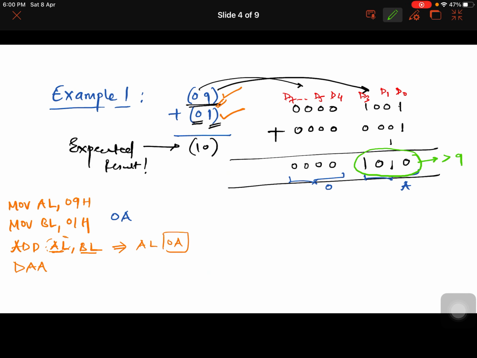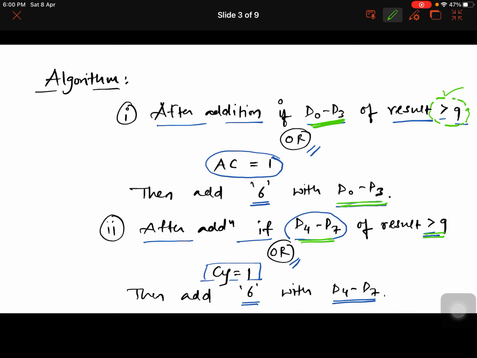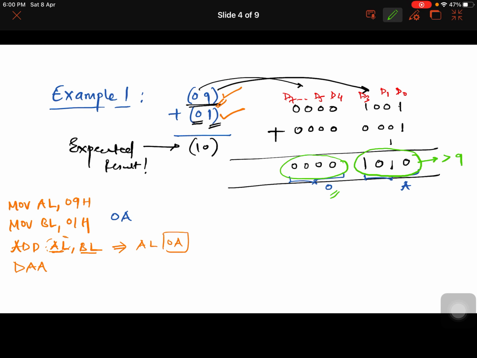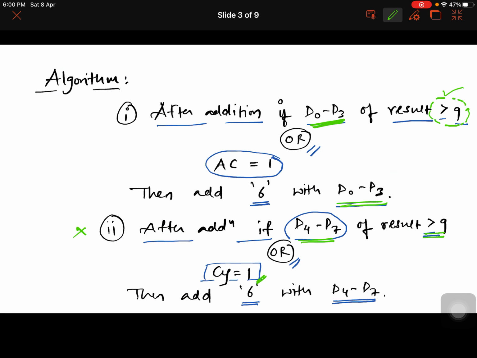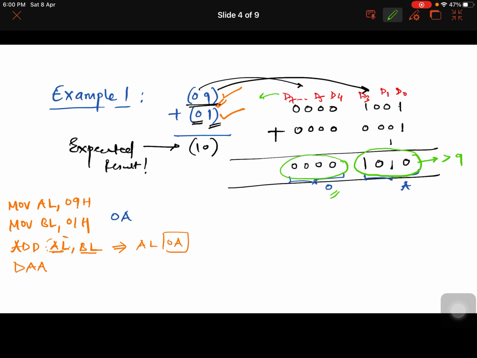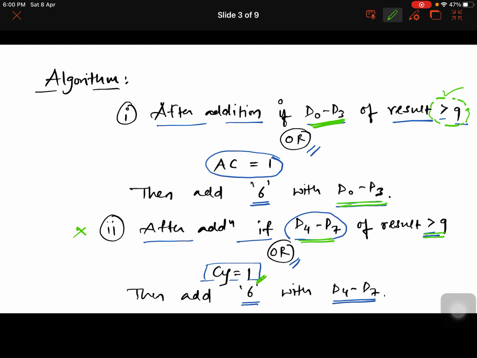You check it out, your D4 to D7 is 0, which means definitely this is not greater than 9. Or they are also asking whether carry is equal to 1. You know that the carry flag is set only when there is a carry generation from the D7th bit. So again, it is not satisfied, so I'm not going for the second clause right now. Since the first criteria is satisfied, we need to add this 6 with D0 to D3. Let us see.